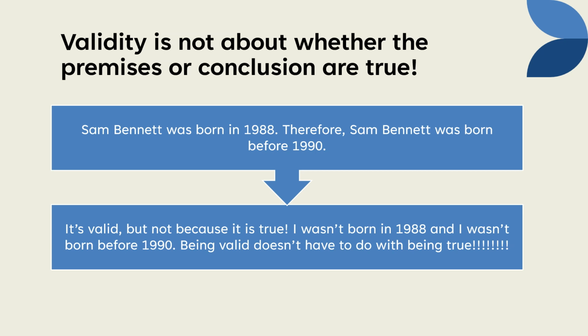If you guess that the reason it's valid is that I was actually born in 1988, that's not right. I was not born in 1988, and I was not born before 1990. I was actually born in 1991. So validity doesn't have to do with whether the premises or the conclusion are true.